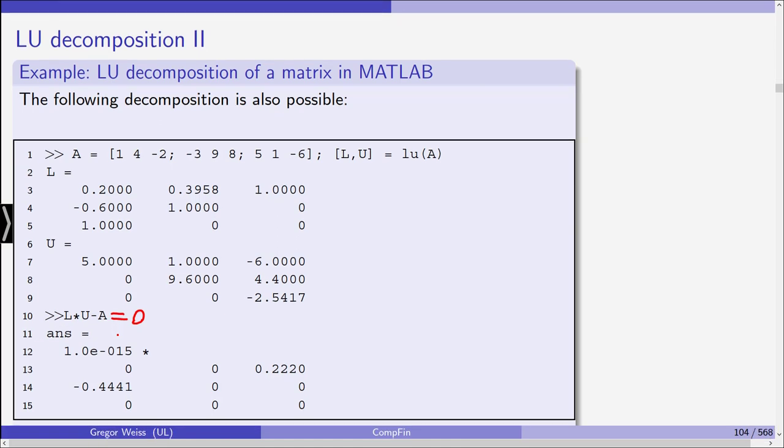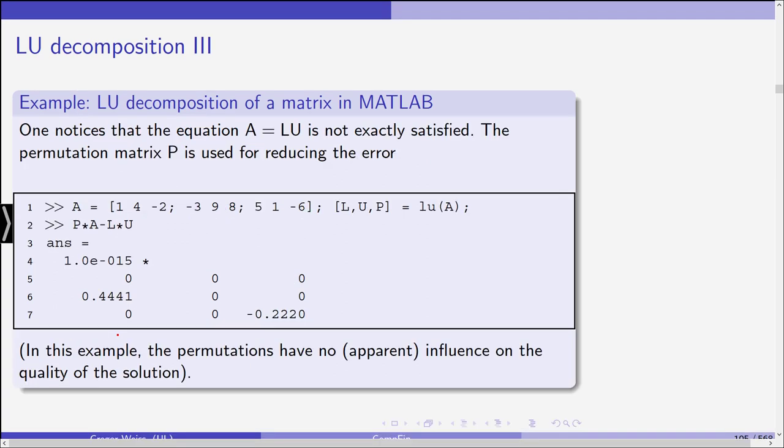Okay, so the LU decomposition is Gaussian elimination. As one could see from the equation A equal to LU, this was not exactly satisfied in this case, and you can use the permutation matrix for reducing the error. Actually, in this case, we don't get any apparent influence, at least not with four decimals, but this is just the case here. It might have been that using the permutation matrix helps actually in reducing the slight error, so by shifting some rows and columns before, you might get a slightly smaller error.